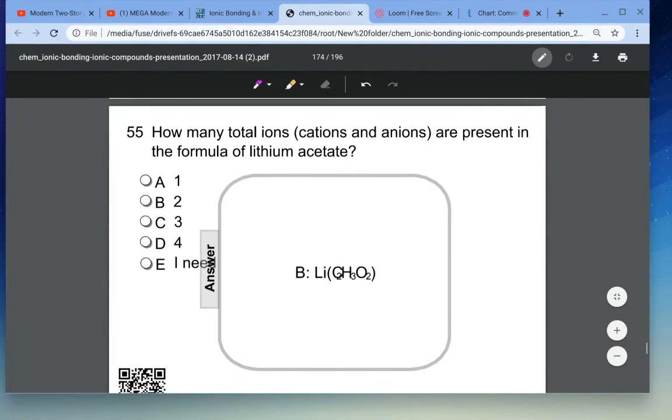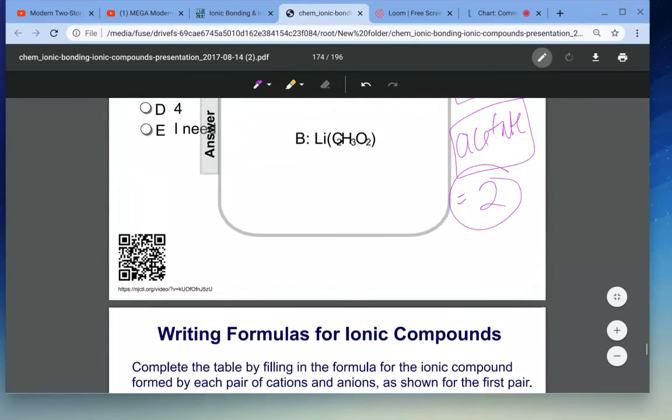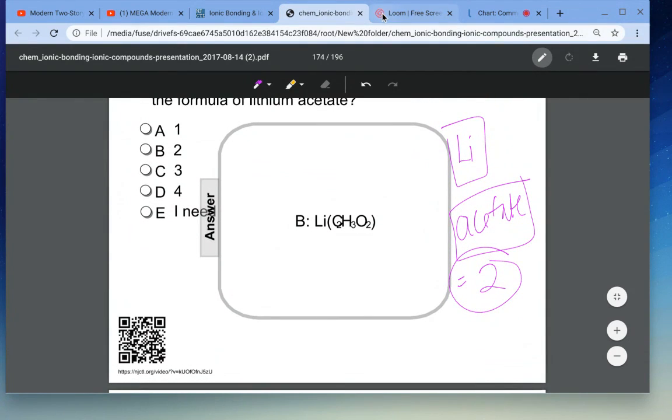Okay, if you add them all up, we only had 1 lithium box of cereal and 1 acetate box of cereal. So 1 + 1 will give me 2. Okay, we're done.